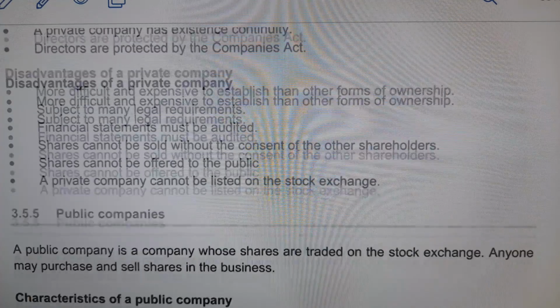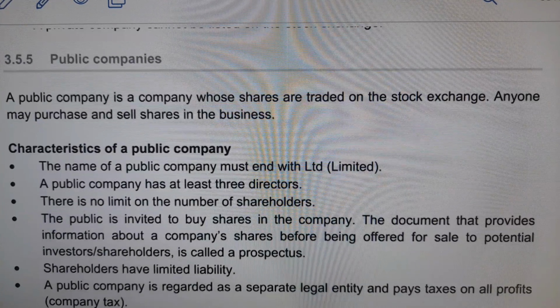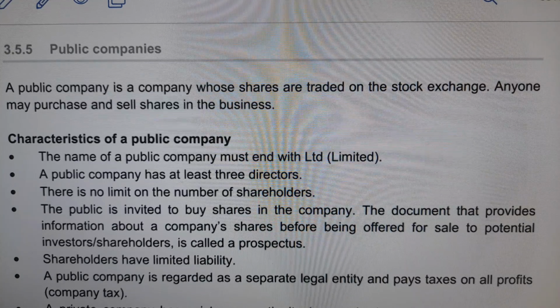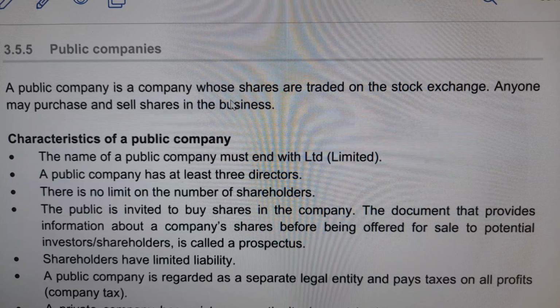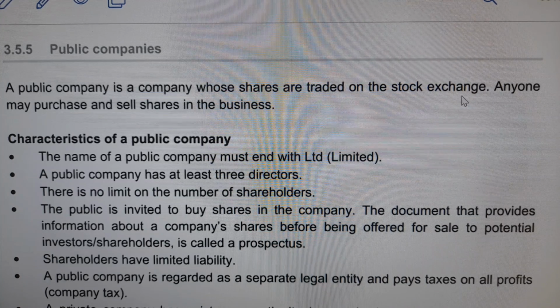And we go to the fifth form of ownership, which is the public companies. A public company is a company whose shares are traded on the stock exchange. Anyone may purchase and sell shares in the business.